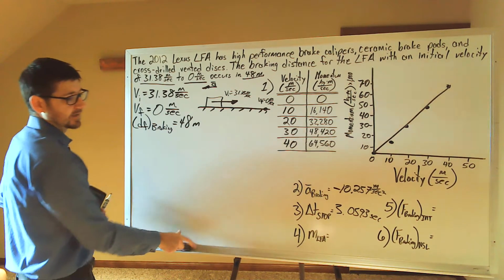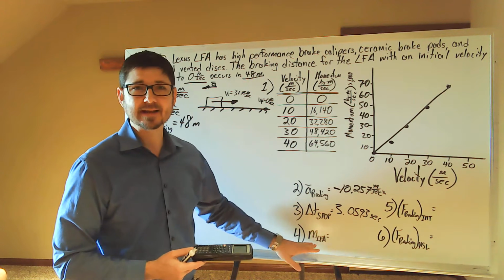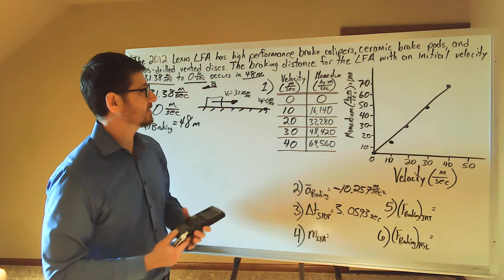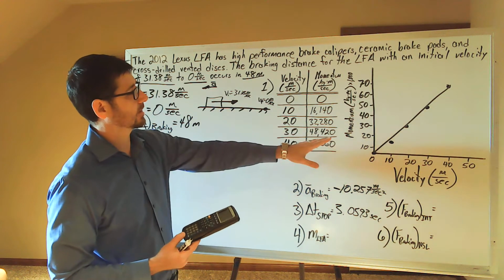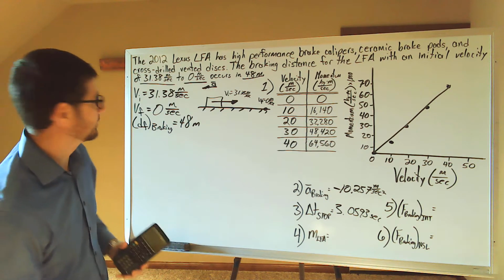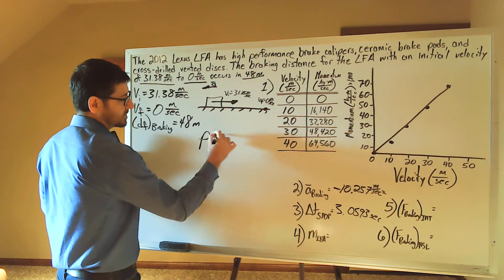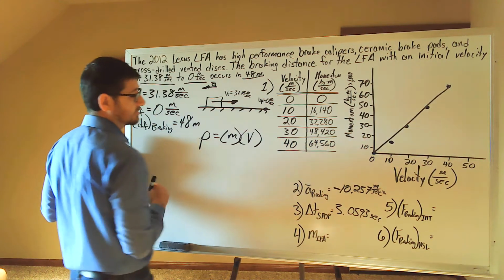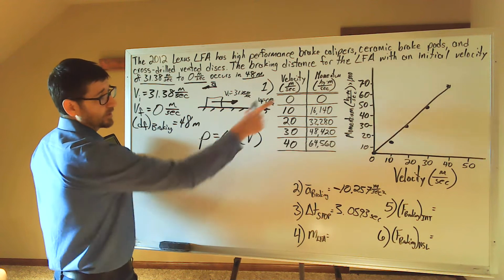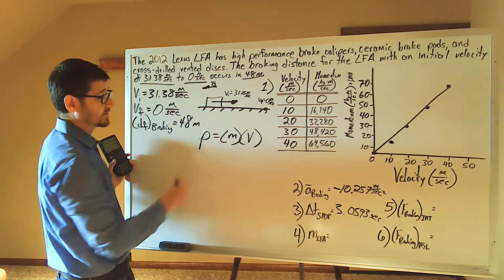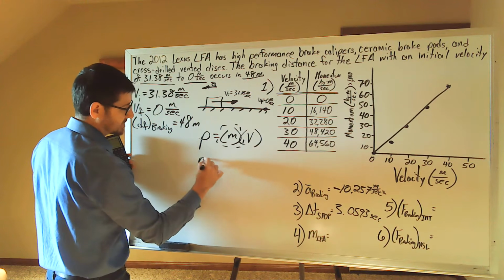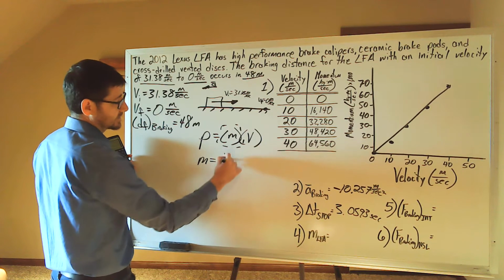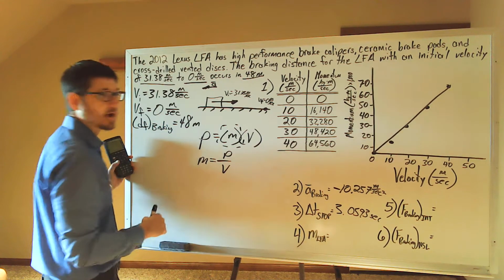Now in number 4, it's asking for us to calculate the mass of the Lexus LFA. Now, what we have here is ordered pairs for our graph here, velocity and momentum. We know that the momentum of an object is the product of the object's mass and the object's velocity. So we can use any ordered pair here to solve. So we're going to solve for the mass. So mass, I'm going to divide by the velocity of the LFA on both sides of the equal sign, which will give me momentum divided by velocity.